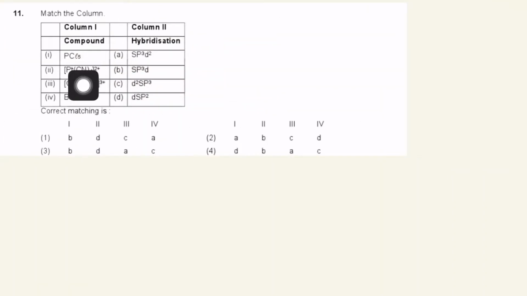Now match the following. We have the following species: PCl5, [Pt(CN)4]2-, [Co(NH3)6]3+, and BrF5. So we have to match the hybridization. PCl5, you know, has trigonal bipyramidal (TBP) geometry. So TBP is sp3d hybridized. This will be B. So first we'll be matching with B.